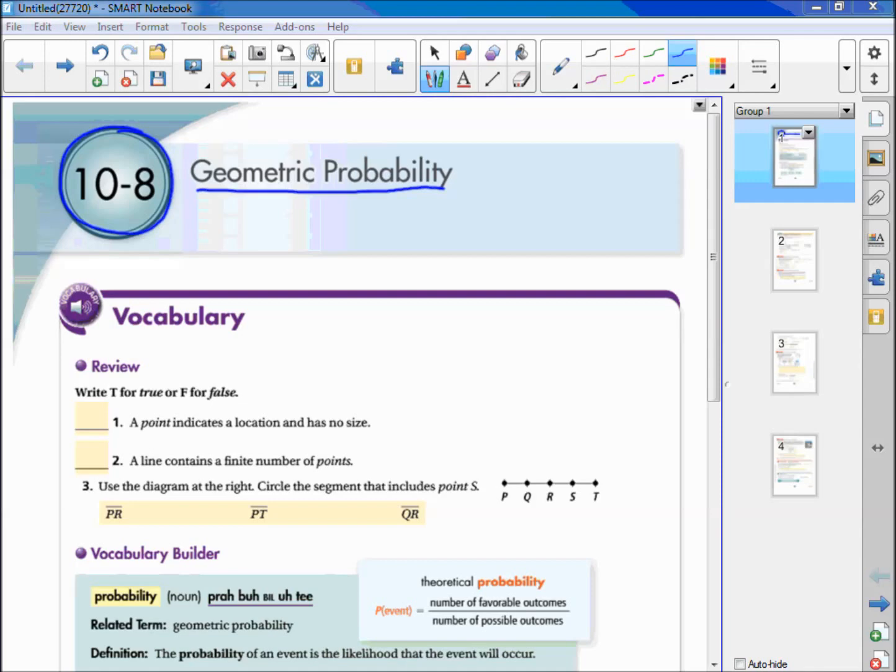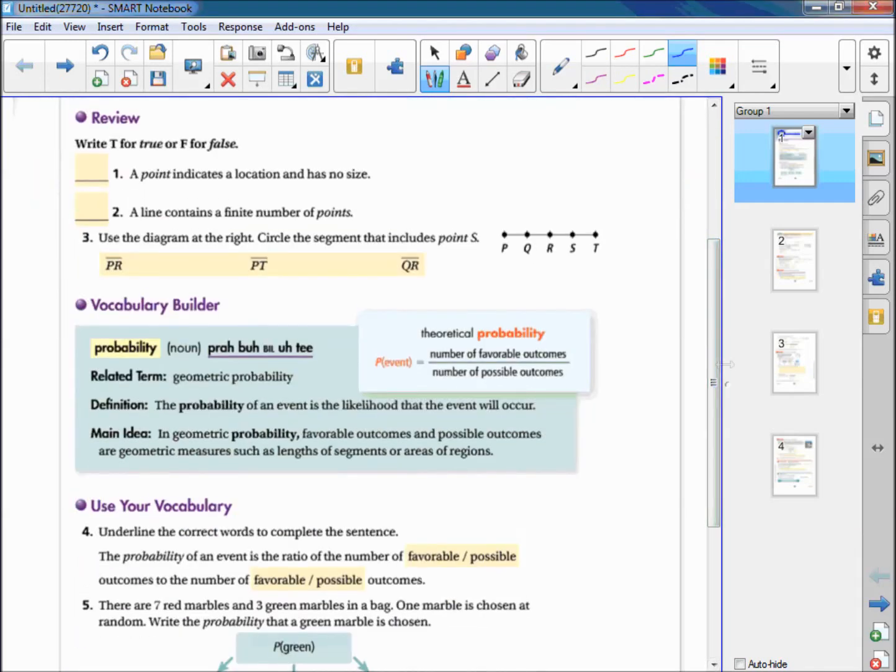All right, so we have some review, true or false. A point indicates a location and has no size. This is definitely true. It's one of the first things we learned this year. A line contains a finite number of points. This is also true. So use a diagram at the right, circle the segment that includes point S.